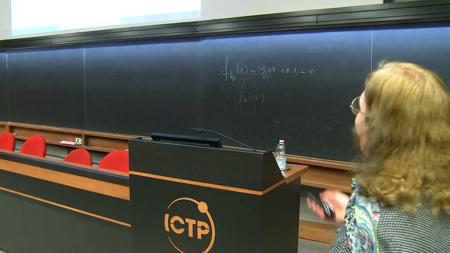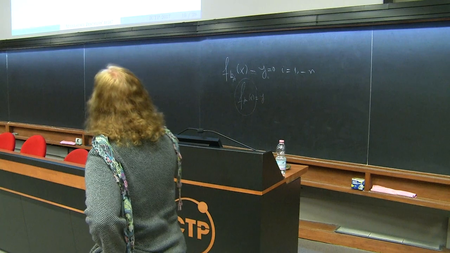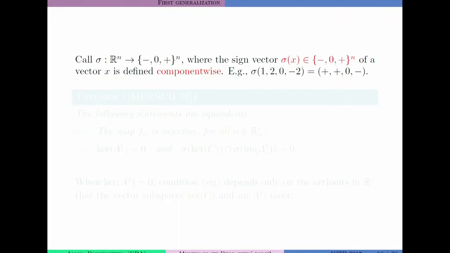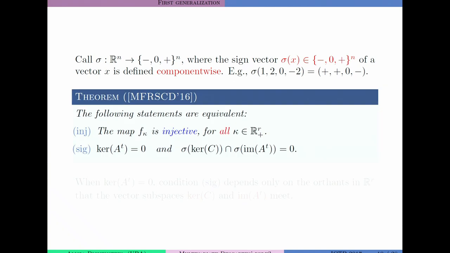Okay, so we're going to call sigma the component-wise sign of the vector. So for instance, sigma of (1, 2, 0, minus 2) is this vector, plus, plus, 0, minus. It lies here, okay? And then the theorem says the following. So this is a simplified version, but it's enough for our purposes. The following statements are equivalent. The map f_k is injective, and here this red is the main point, not for a fixed choice of coefficients. It's injective for any choice of coefficients, if and only if this condition holds.